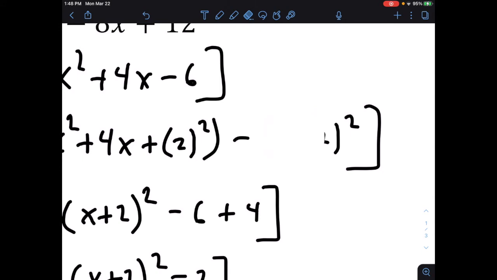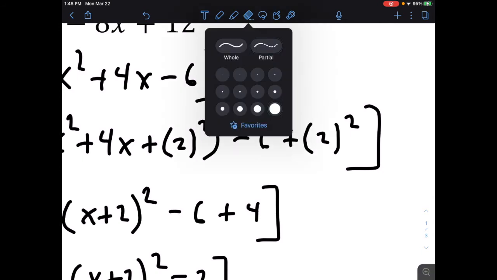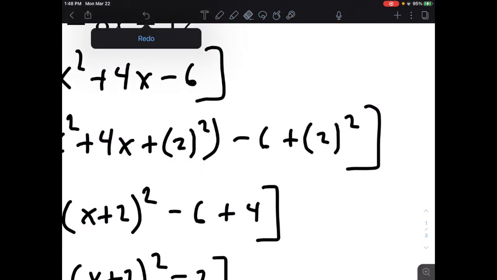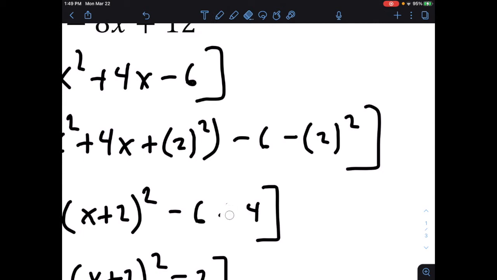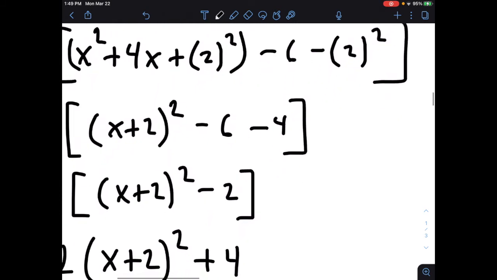Whoa, that's way too big. I've got to make that smaller. Hold on, let's make it real small, see if that works. All right. Whoops. Eraser. Yeah. Oh, much better. So we're going to change that to a minus sign. That means this is going to change to a minus sign. So we're subtracting 4 there instead of adding 4.